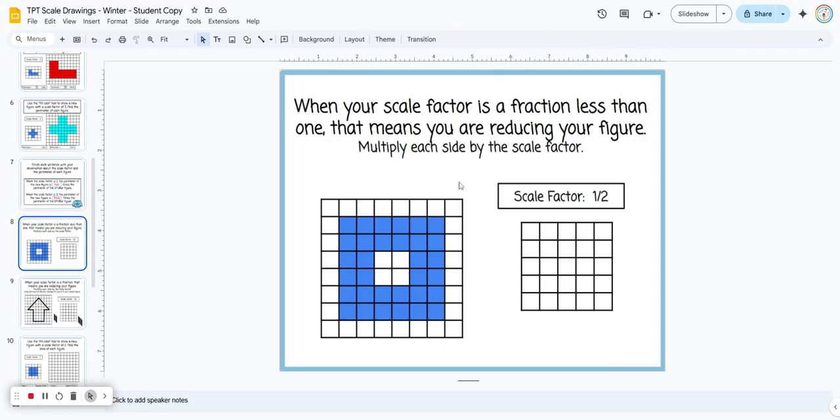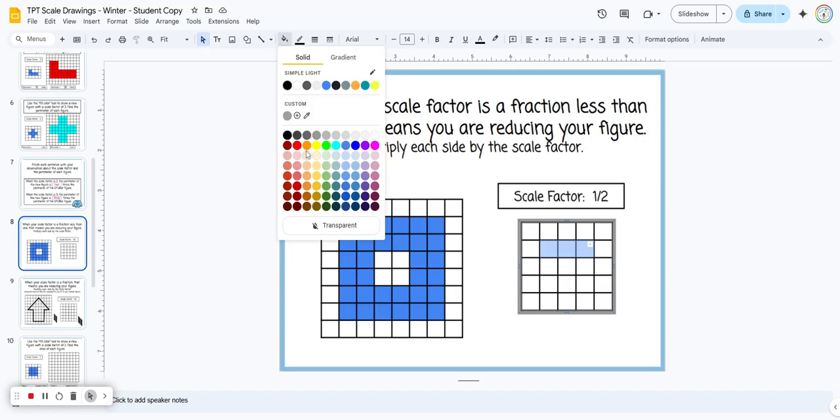Okay, now we have a different shape here, and this time our scale factor is a fraction less than 1. That means the new shape is going to be smaller, and we're going to multiply the units on each side by 1/2 or divide by 2. So that means each side is going to be 3, but we have a center that we're not going to fill in.